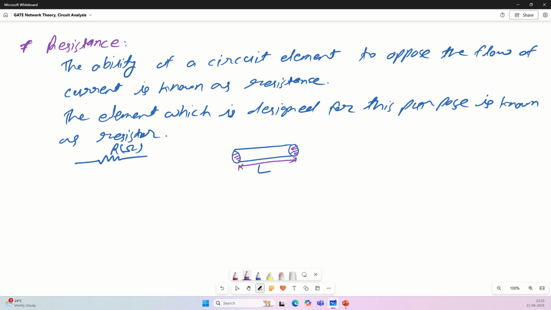Okay. That's all. So based on the dimension of this element, we will be able to find out what my resistance is. So you can say the resistance of this particular element will be equal to R, and this R is equal to rho L by A, where A is the cross section area of this one, R is the resistance of this element, and rho is the coefficient of resistivity.